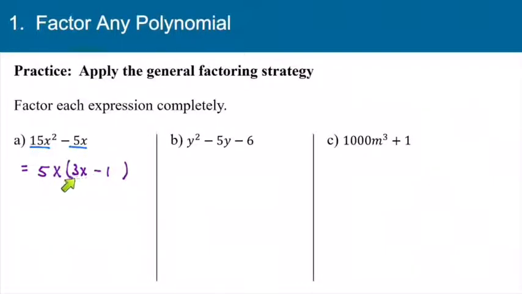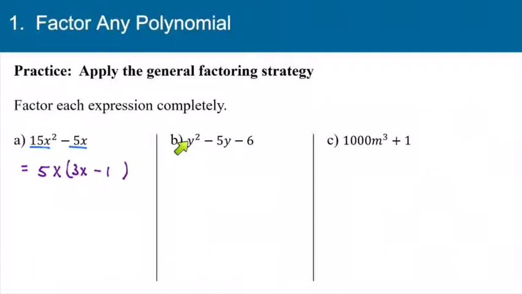So now we need to ask ourselves, what about this 3x minus 1? Well, that's 2 terms. So remember, if it's a 2-term problem, then it either has to be a difference of squares or a difference of cubes or a sum of cubes for us to do anything else to it. And this is not any of those things. So this cannot be factored further, and this is our final answer.